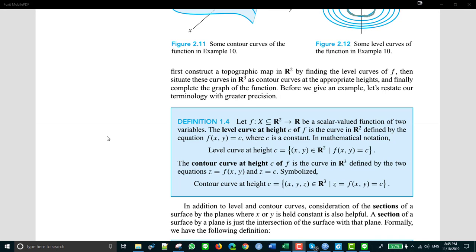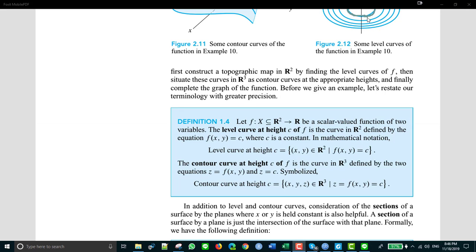So in other words, f is our function, and we set a specific c, and then find all of the points x comma y, all the points in the plane that get mapped to that c, and those specific points will form the level curve at height c.